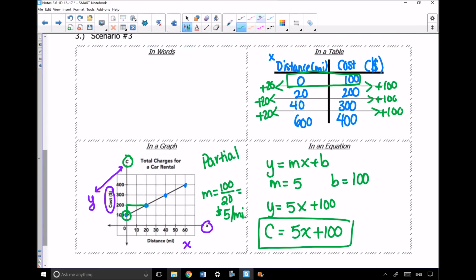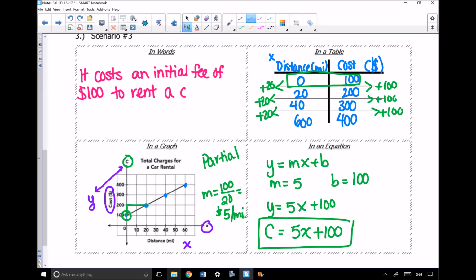So we're going to say in our scenario right here in words, it costs an initial fee of $100 to rent a car, plus an additional $5 per mile. And that's how everything is all connected.